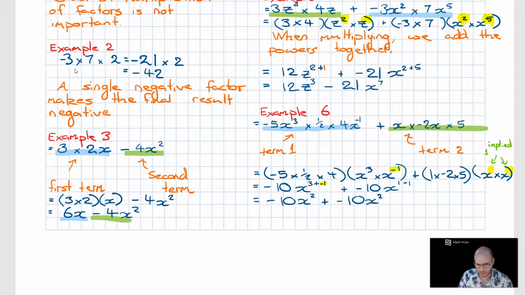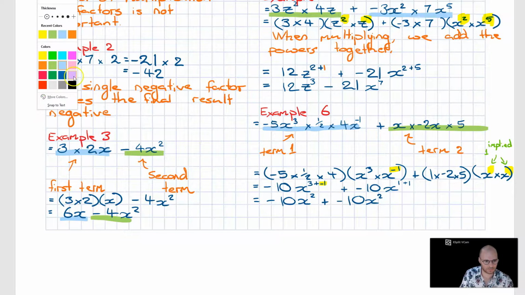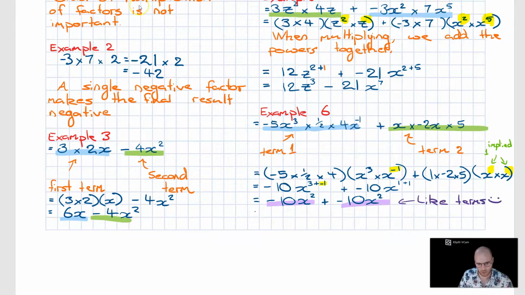And notice that we have similar terms. So what we can do is we double, so we're going to go negative 20x squared. So the two negative 10s are going to stack to give us negative 20, and then we have a variable x with the power squared. So that brings our final example to a close.